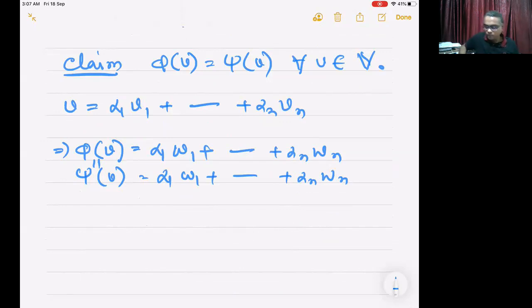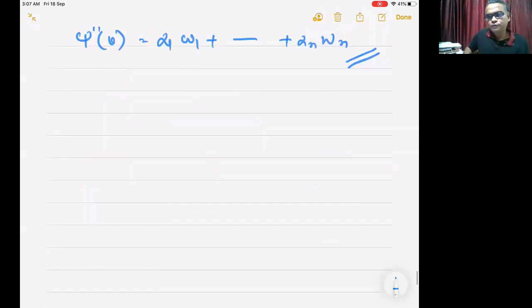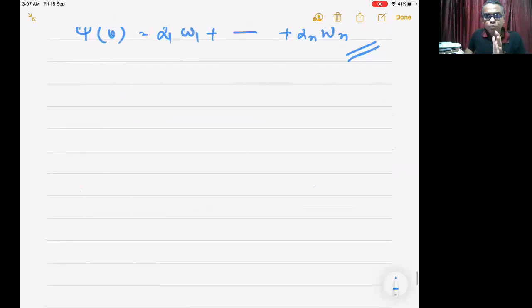Great. This will be of profound consequence for us. This idea that specifying on the basis vectors uniquely specifies the map will be important for us. Okay. First application of this idea we'll see when we talk about this left inverse business, left inverse idea.